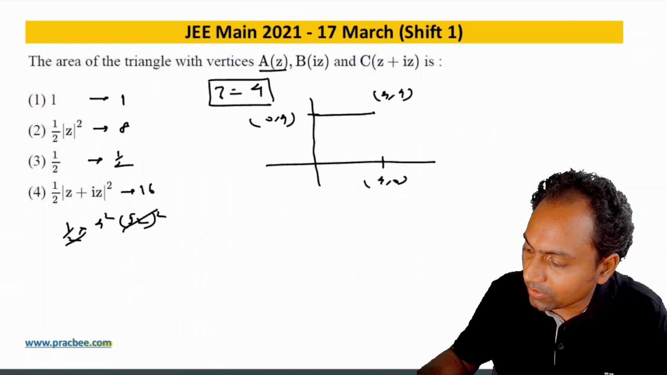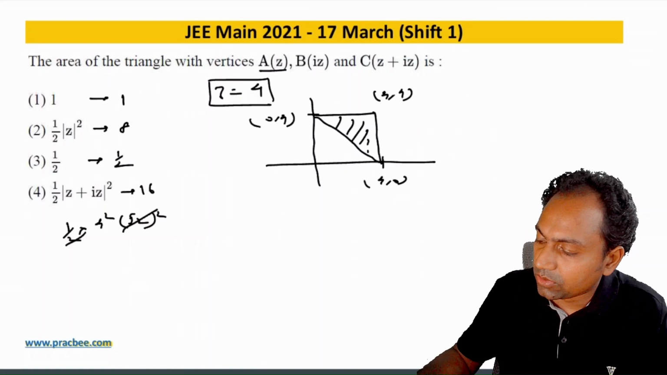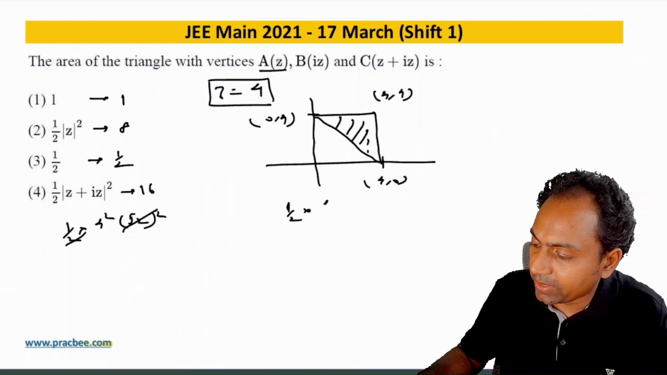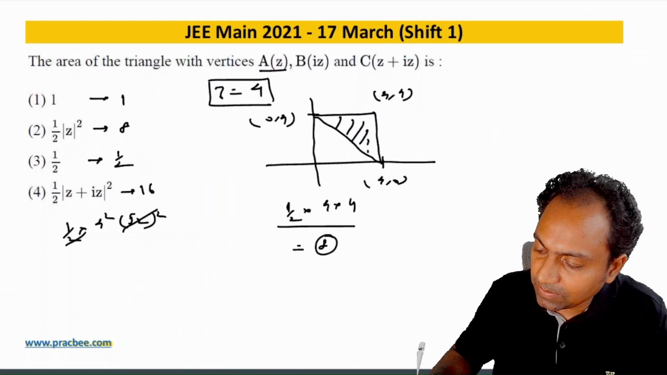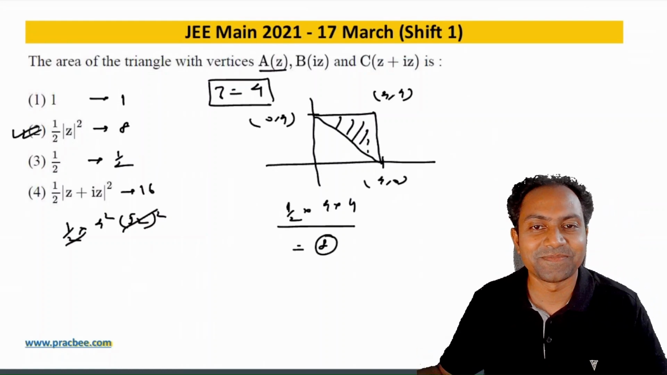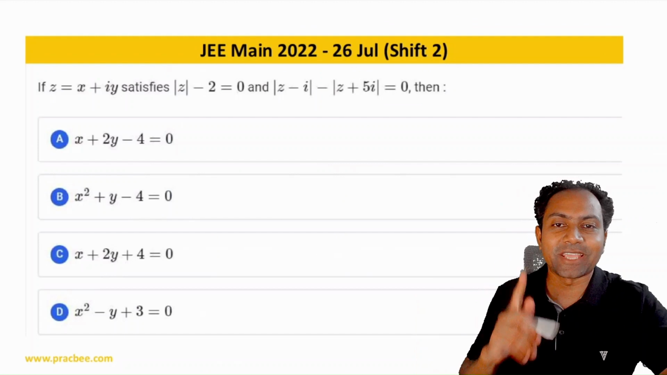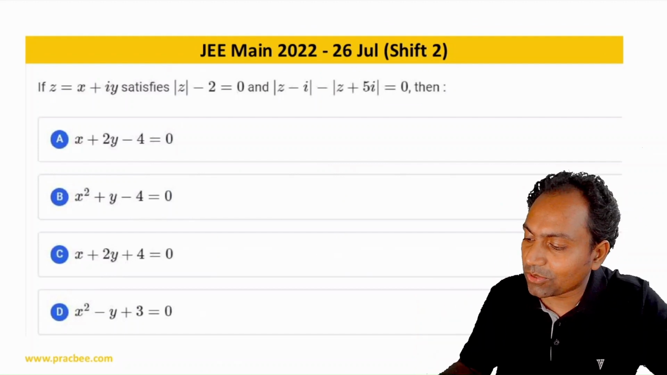So you're talking about a triangle when you join these points. That triangle is this triangle. If I apply the formula of half of base into height, so 4 into 4, the answer comes out to be 8, and that matches with my option number 2 or B option. Let us see this next question that came in 2022, and is the combination of 2-3 ideas.